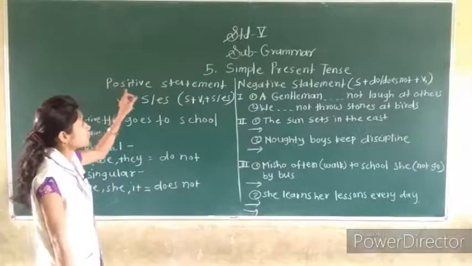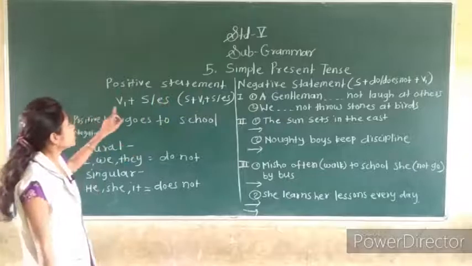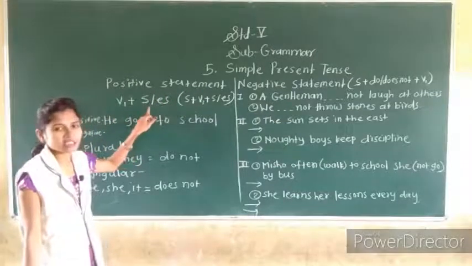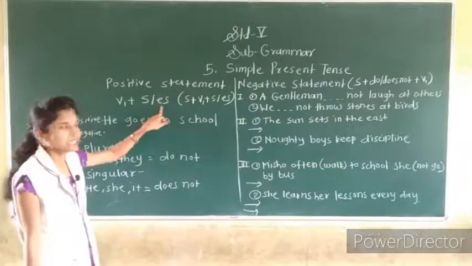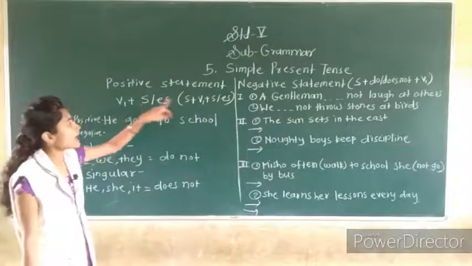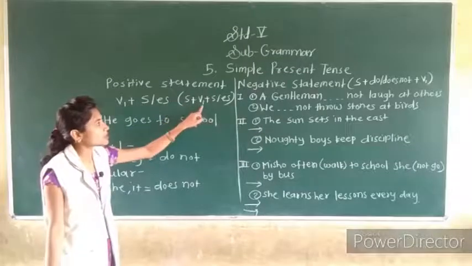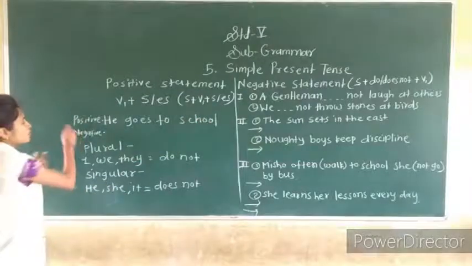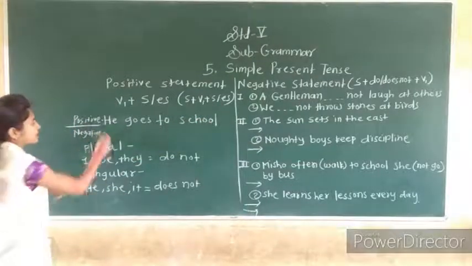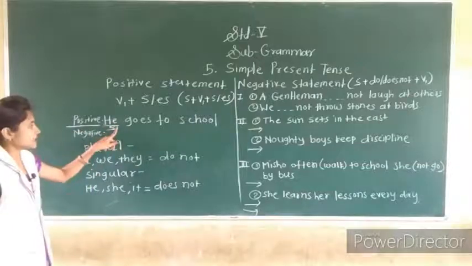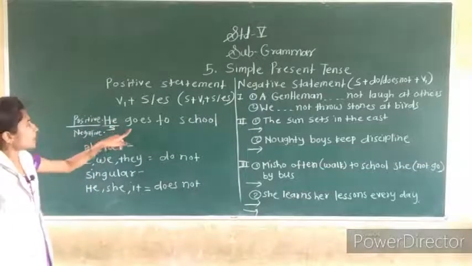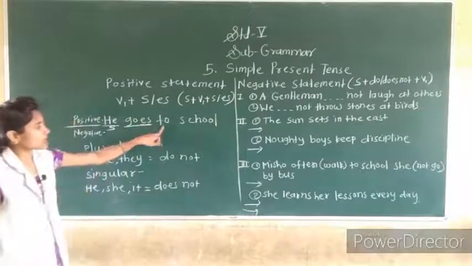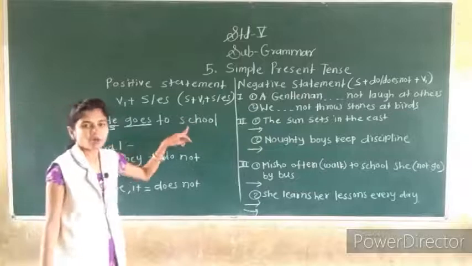In the 4th lesson, in the positive statement, we saw how we use verb 1 plus s, or es. If the verb ends in s, ss, ch, x, or o, then we use es. Otherwise we use s. The formula is subject plus verb 1 plus s or es. For example, here is a positive statement. What is the subject? He. He is singular, so I use goes, with es, and after that, to school. That is the positive statement.